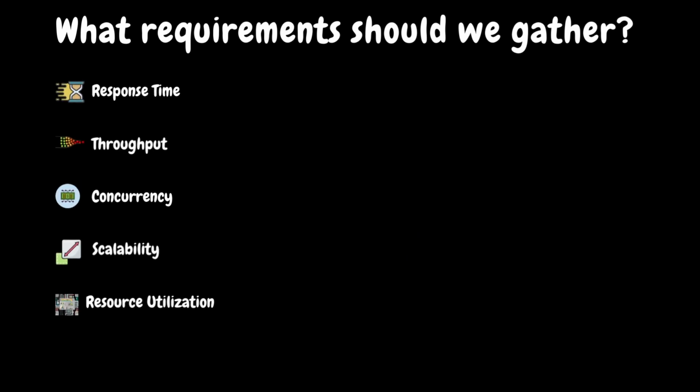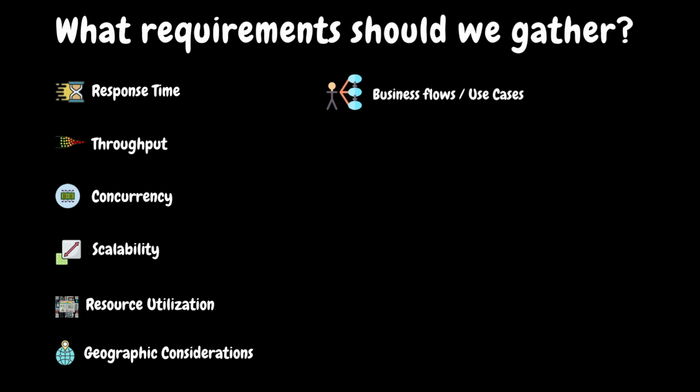As I explained in the previous slides, we typically collect all the performance testing requirements related to response time, throughput, concurrency, scalability, resource utilization, and geographic considerations. Additionally, it is crucial to collect the business flows or use cases. These business flows will serve as the basis for validating aspects such as application response time, throughput, concurrency, scalability, and more. So in the upcoming video, we will explore the procedure for identifying the right business flows within the applications.